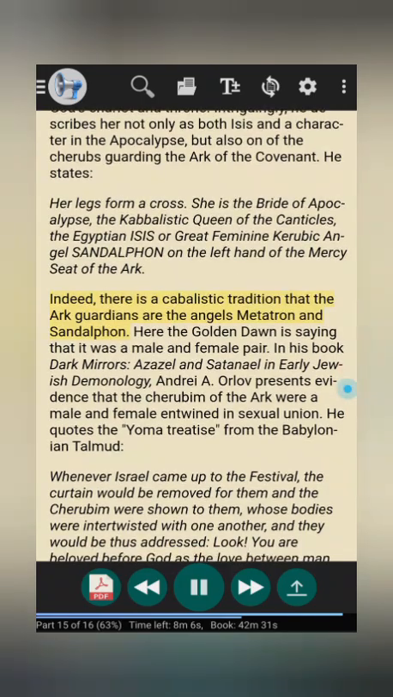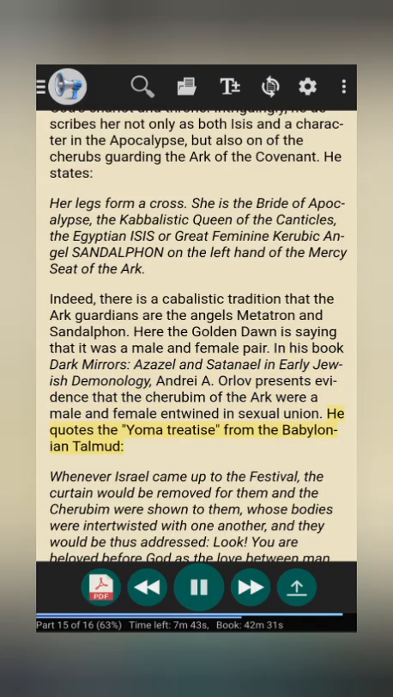Indeed, there is a Kabbalistic tradition that the Ark Guardians are the angels Metatron and Sandalphon. Here the Golden Dawn is saying that it was a male and female pair. In his book Dark Mirrors, Azazel and Sataniel in Early Jewish Demonology, Andrei A. Orlov presents evidence that the cherubim of the Ark were a male and female entwined in sexual union.